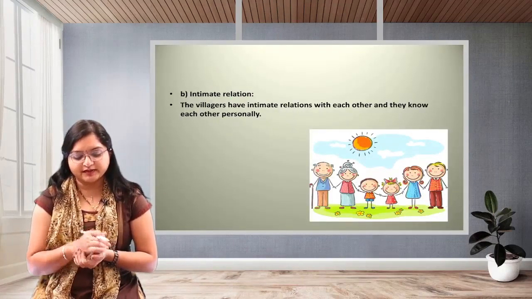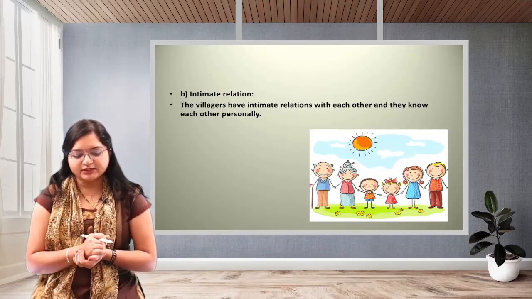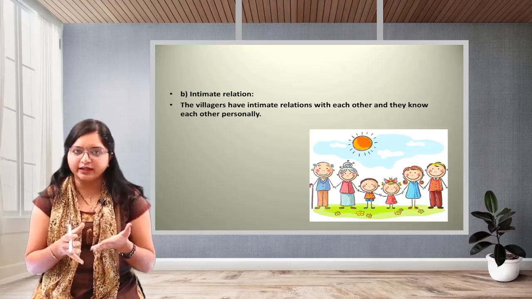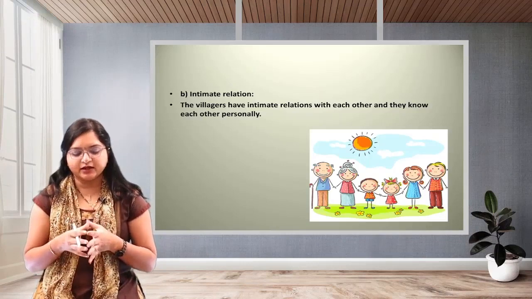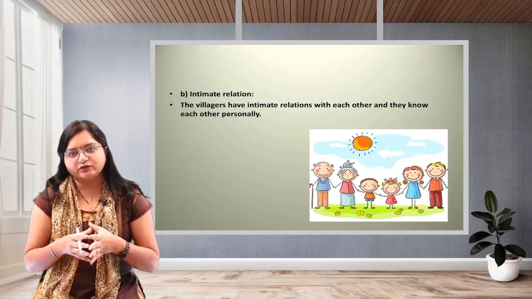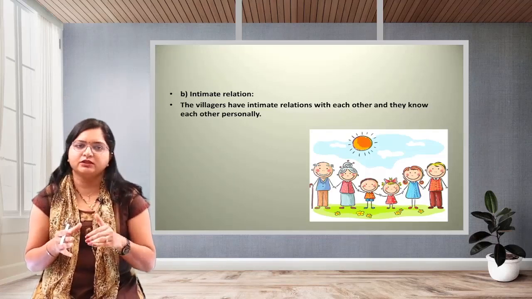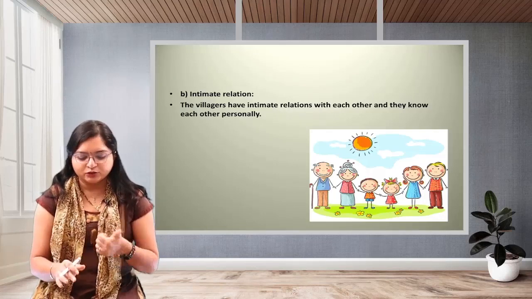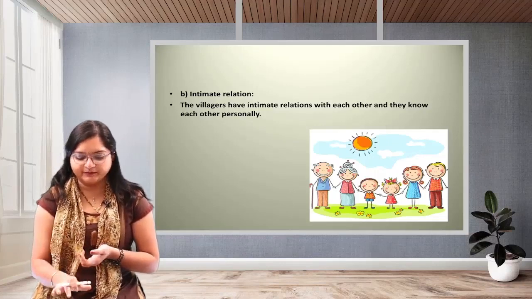The second feature is intimate relation. Here the villagers have intimate relations with each other and they know each other personally, as compared to the city area, because in the city they do not have that much intimate relationship with the neighbors or with each other. They have less intimacy with the different people surrounding their area. So these intimate relations are better in the village community.